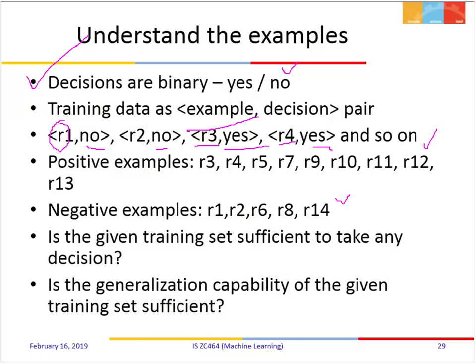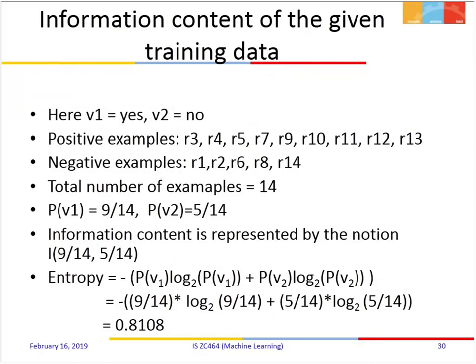So is the given training set sufficient to take any decision? Let us see. Is the generalization capability of the given training data sufficient? Okay, so this also we have to check out. So here V1 is yes and V2 is no, right? And positive examples are R3, R4, R5, R7, R9, R10, R11, R12, and 13. These are the negative examples. Total number of examples is 14. So just a typo mistake, you can correct it.